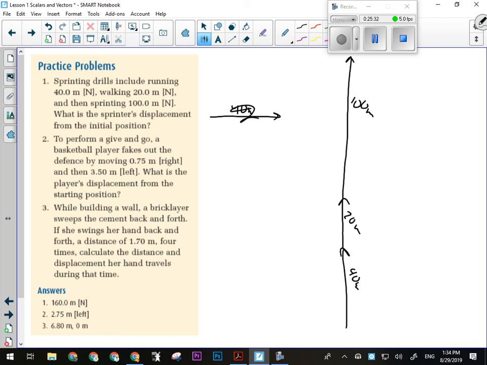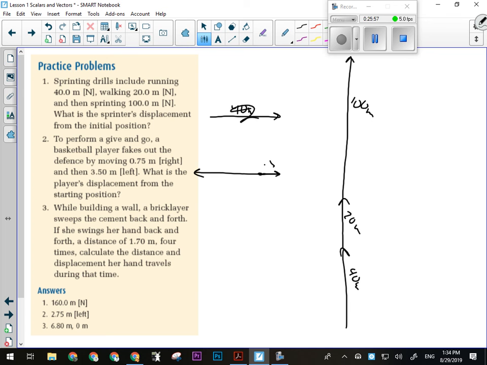Just 160 meters, right? We don't put a direction on distance because it's scalar. All right. For question number 2, to perform a give and go, a basketball player fakes out the defense by moving 0.75 meters to the right and then 3.5 meters to the left. Okay, so I'll just draw this as their starting position, and they're going to go 0.75 meters that way, and then they're going to go 3.5 meters this way.